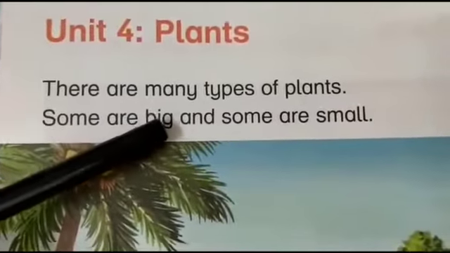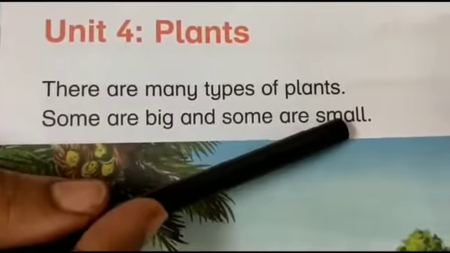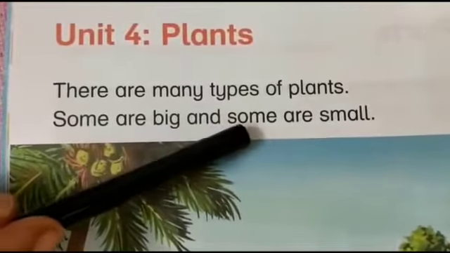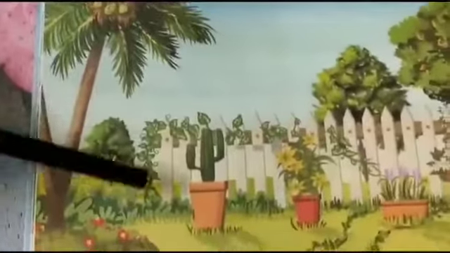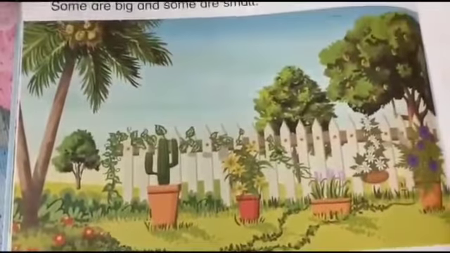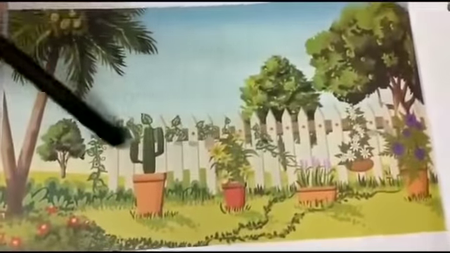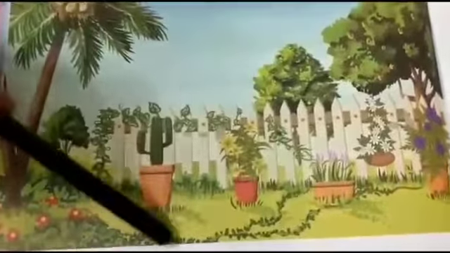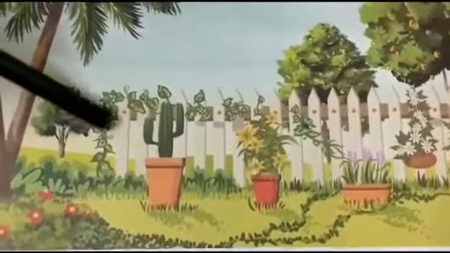Some are big and some are small. If you see this picture, you can see these tall trees, huge trees and small plants as well. You see, these are the creepers. We call them creepers, and these are climbers.